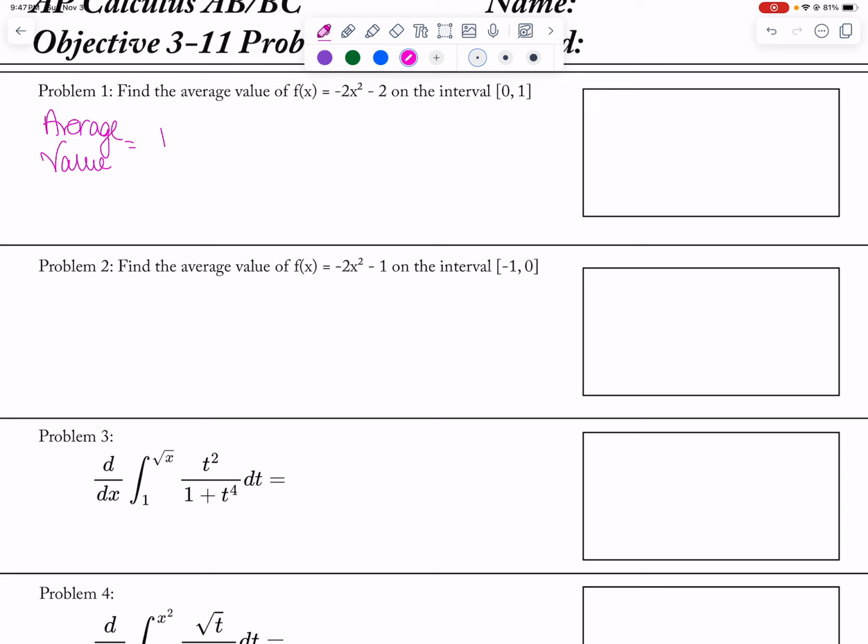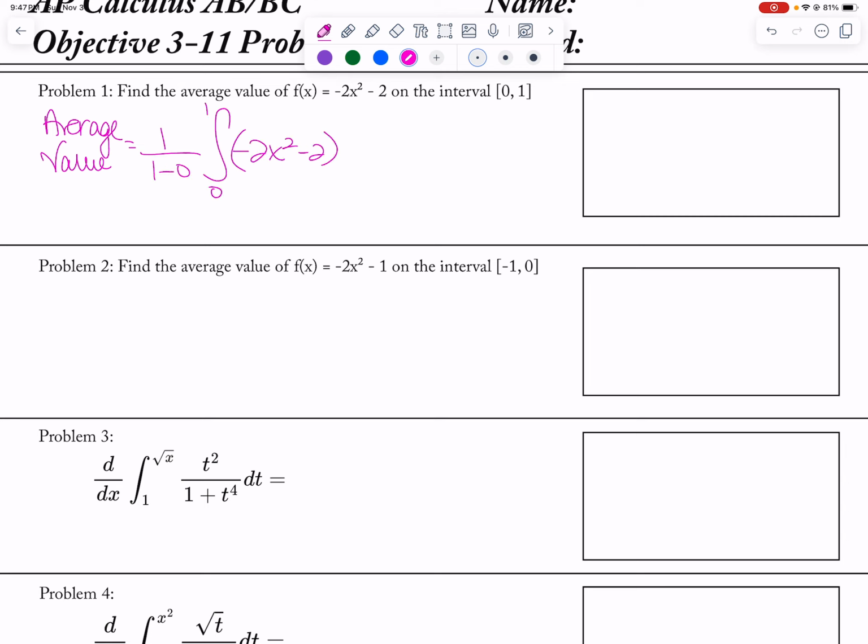All right, so average value, 1 over 1 minus 0, antiderivative from 0 to 1, of negative 2x squared minus 2 dx. So the antiderivative is negative 2/3 x cubed minus 2x, evaluated from 0 to 1. So this is negative 2/3 minus 2, and then subtracting a negative 2, which gives me a positive 2, so I get negative 2/3. And the average value is just 1 in the front, so it doesn't matter.